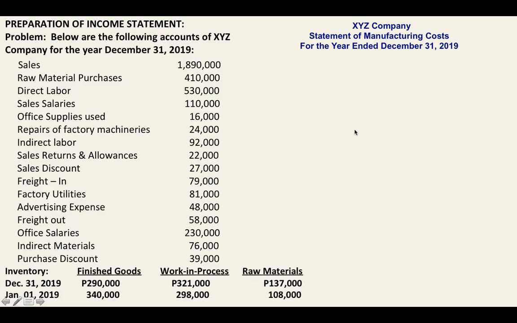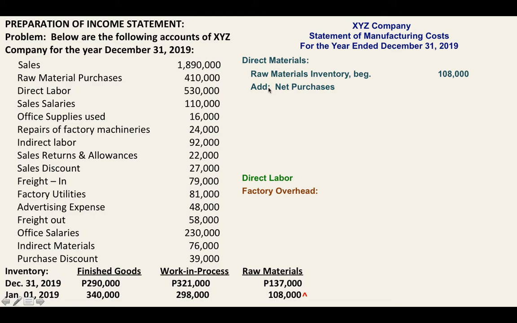So we have learned that manufacturing cost consists of your direct materials, direct labor, and factory overhead. So we have to compute our direct materials. For our direct materials, you have to get your raw materials inventory beginning. So let us take a look at our inventory. So here, your beginning is January 1st, 108,000. Okay, 108,000.